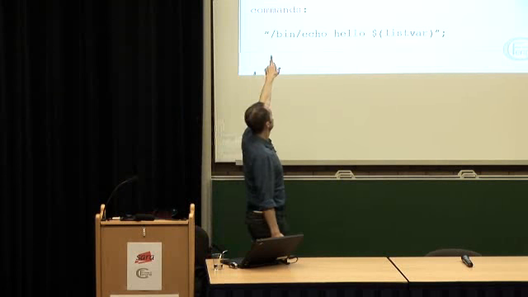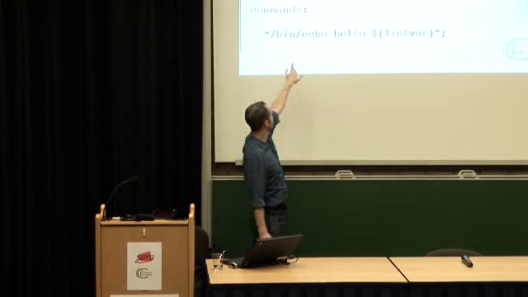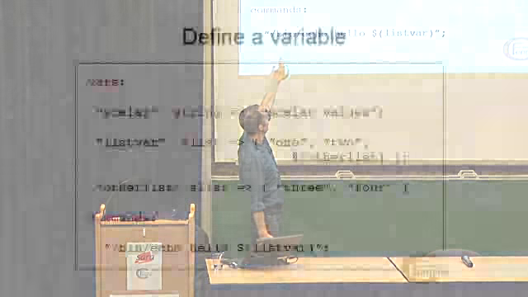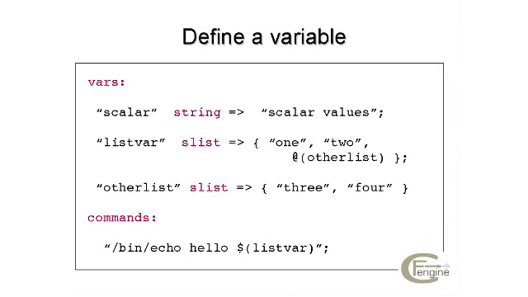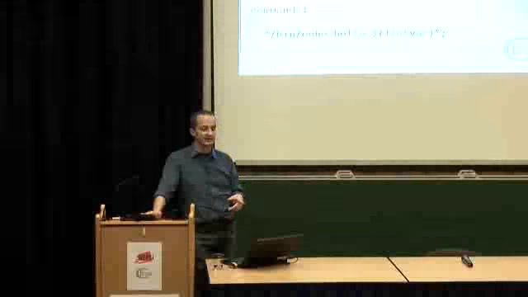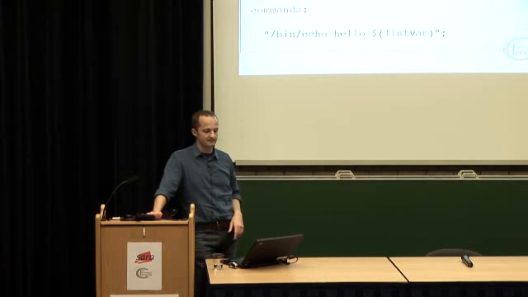Now when we try to execute this commands promise at the end, a command saying bin echo hello $list variable, this is really 4 promises, not 1. It's equivalent to saying for each value in list var, bin echo hello $value. So this is automatically and transparently expanded into 4 promises saying hello 1, hello 2, hello 3, and hello 4.